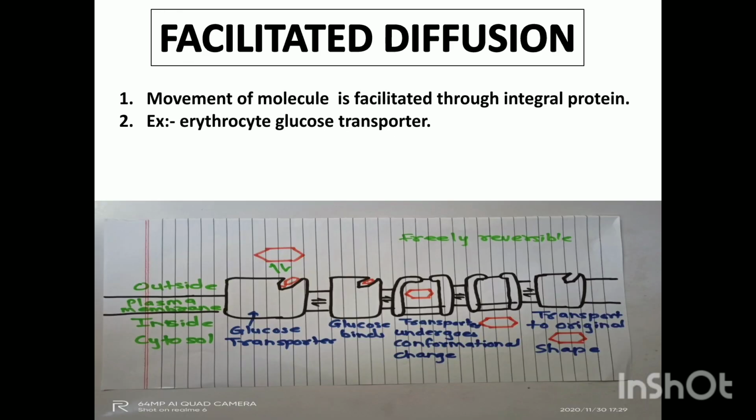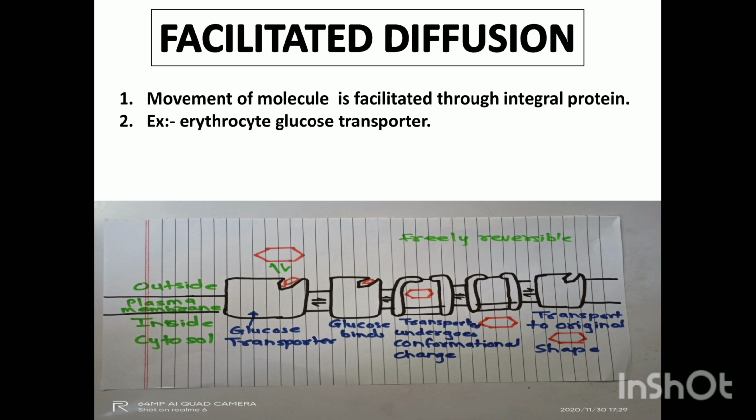Now we will discuss facilitated diffusion. Unlike simple diffusion, the facilitated or carrier-mediated diffusion of a molecule across a biological membrane is dependent on a specific integral membrane protein, which is often called a uniporter. Let us take an example of facilitated diffusion: the uptake of glucose into the erythrocyte, the RBC, by the glucose transporter. The erythrocyte glucose transporter is an integral membrane protein which is asymmetrically oriented in the plasma membrane.